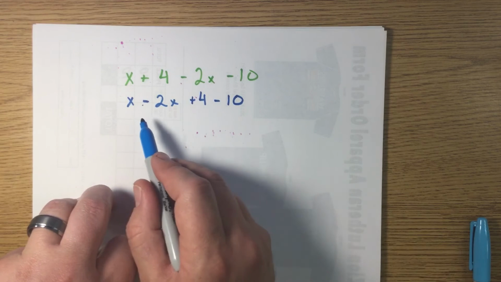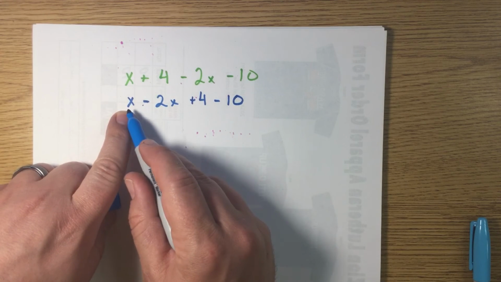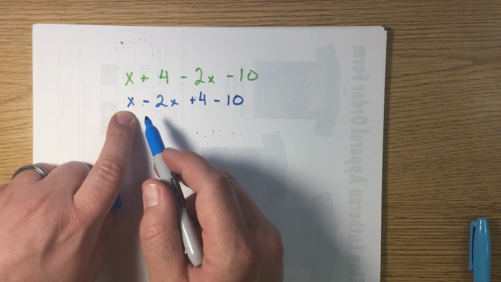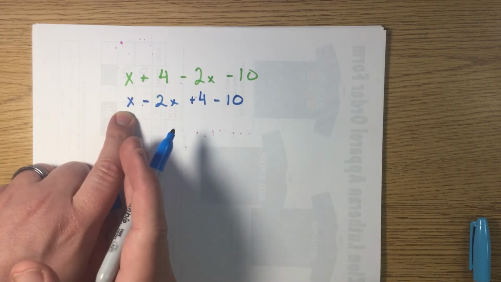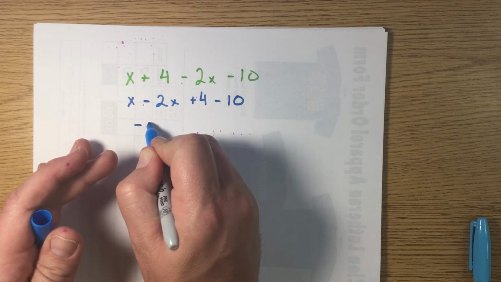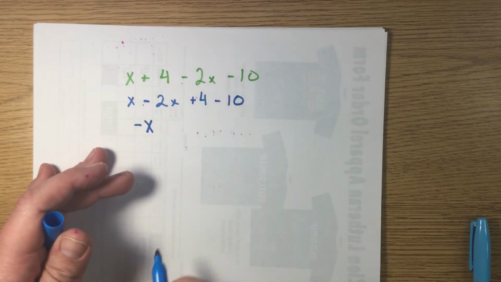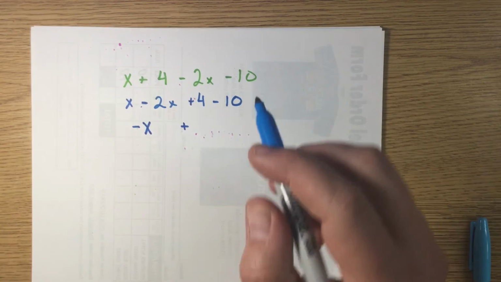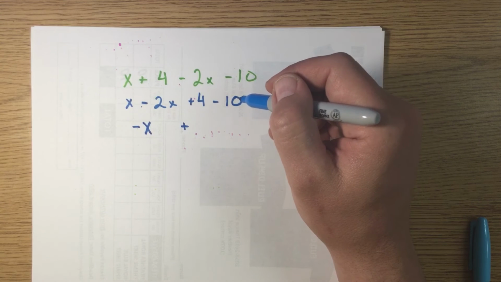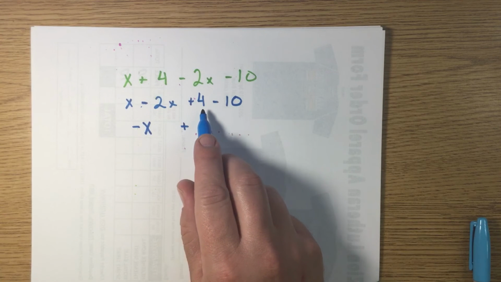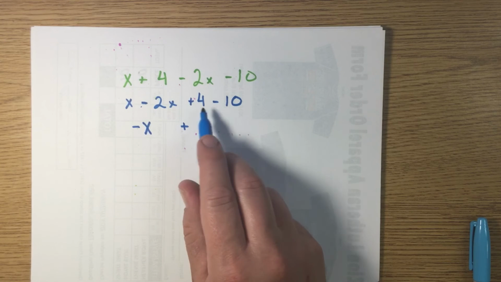All right? So now my coefficient here is 1. It's a -2x. So 1 minus 1 would be 0, and 0 minus 1 would be -1. So this is going to be -1x, or I can write -x plus 4 minus 10. So I have 2 integers. One is positive, one is negative.